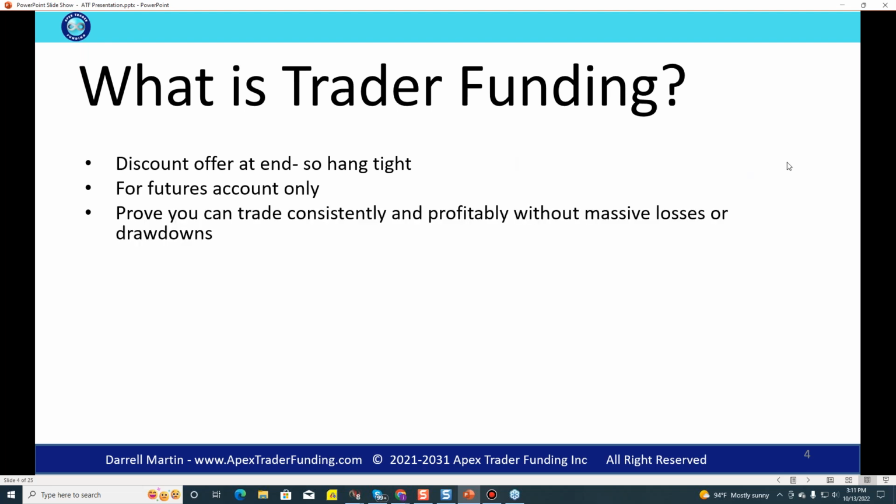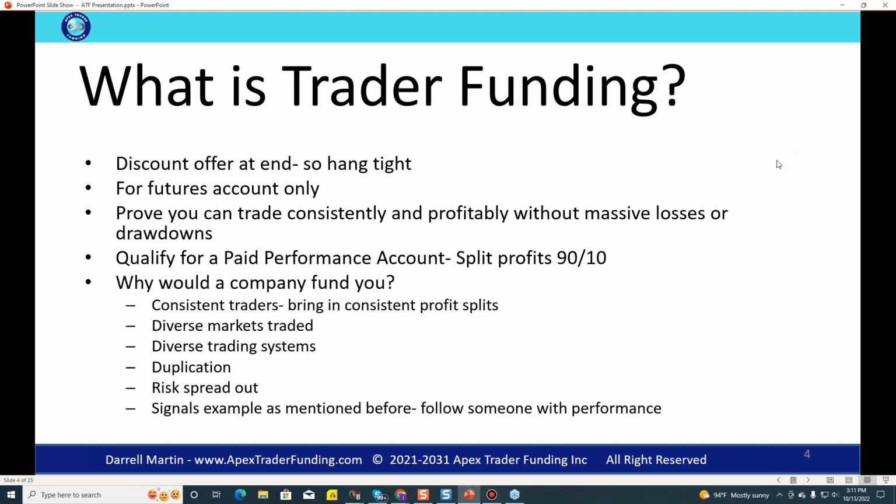It's very simple. Prove that you can trade consistently and profitably without massive losses or massive drawdowns, and then you qualify for a paid performance account. All right. And the split on that is a 90-10 split. The trader keeps 90%, the company keeps 10%. Okay, we have one of the highest splits in the industry.